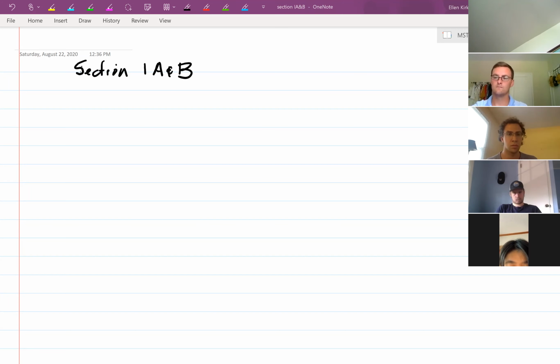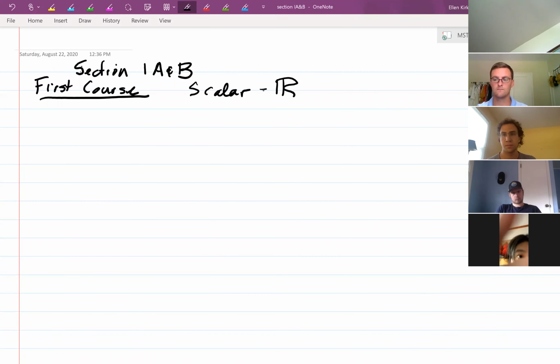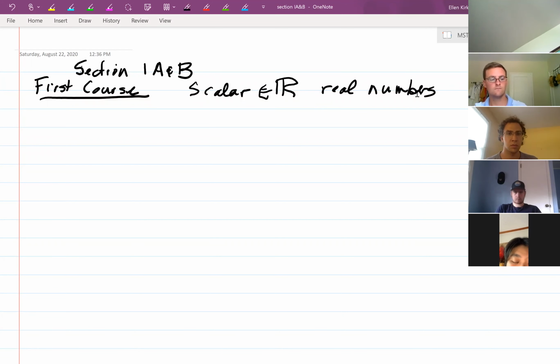So section 1A is about the complex numbers. So in your first course in linear algebra, your scalars pretty much came from the reals, the real numbers. I mean, you might have had some eigenvalues that weren't in the reals, but you pretty much were staying in the reals. So we want to extend the scalars.